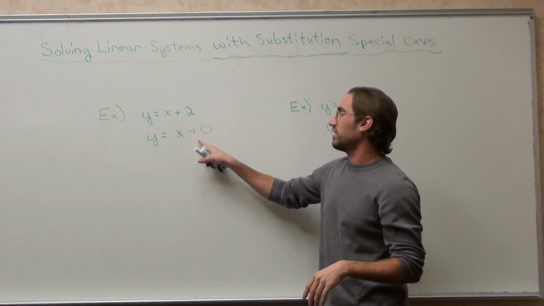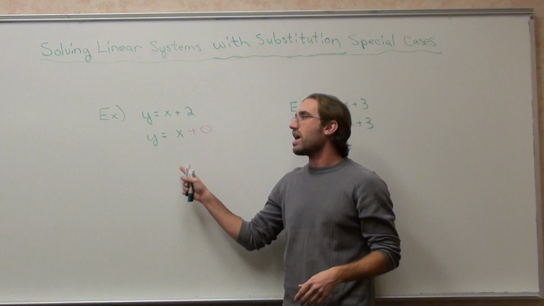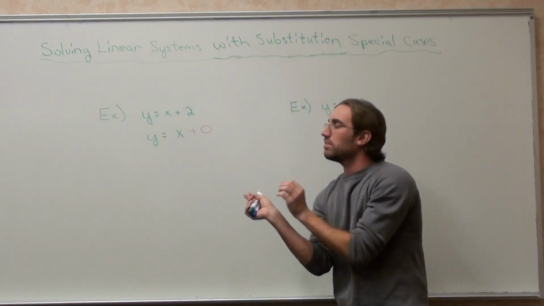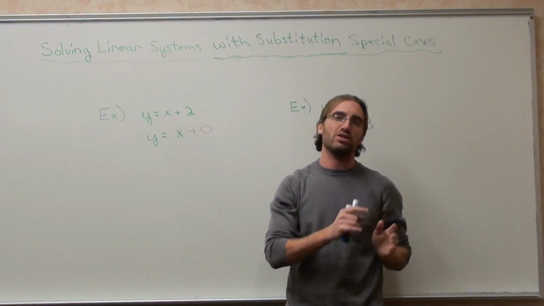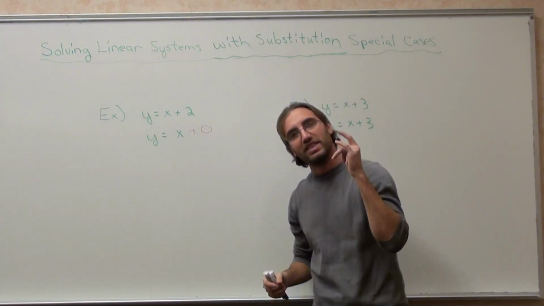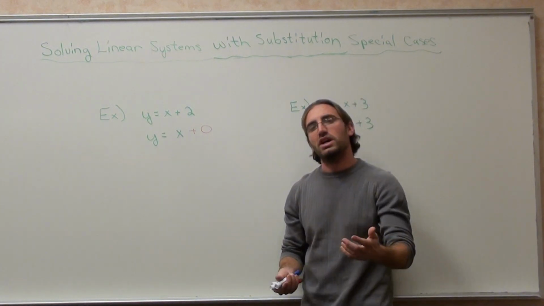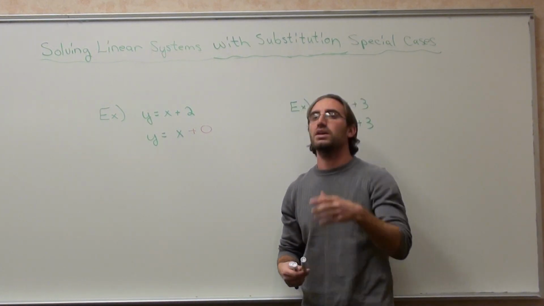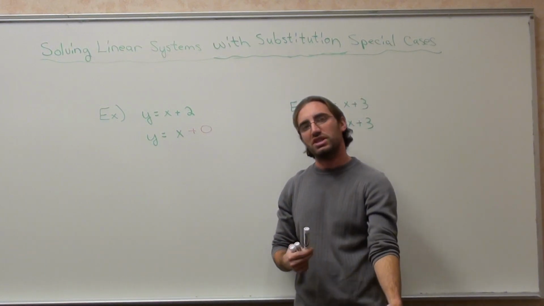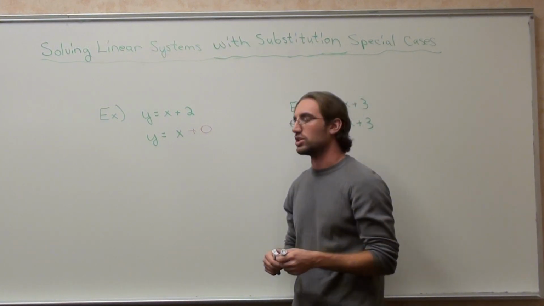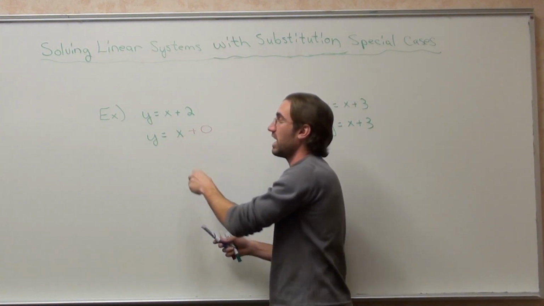Now there's a reason why I put that plus 0 in there, because I want you to see that if you were to graph these, they have the same slope, but they have different y-intercepts. Now, if they have the same slope and different y-intercepts, it means that they're parallel, which means that they will never, ever touch. So if they never touch, how many solutions will they have? No solutions. Well, let me show you what it looks like when you try to solve a substitution problem with no solutions.